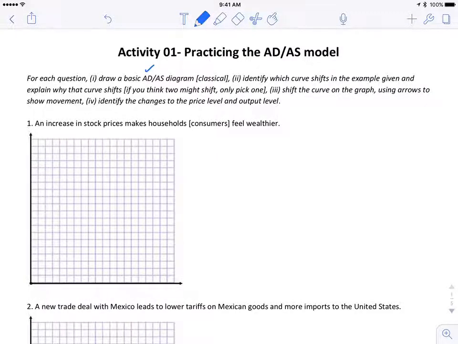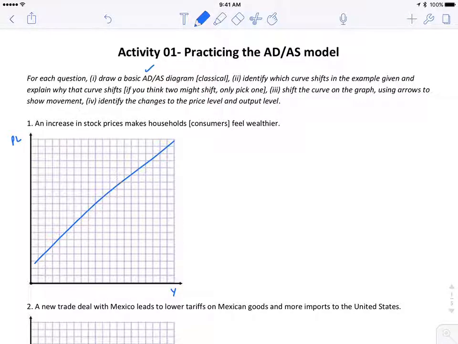Start with a basic aggregate demand, aggregate supply diagram in the classical model. So let's do that first, and you're going to do this for every example, and I know it's redundant, but I want you to practice what this looks like and hopefully the muscle memory builds. On the vertical axis, we have price level, and on the horizontal axis, we have output. And remember from our video lecture why we have to use those labels.